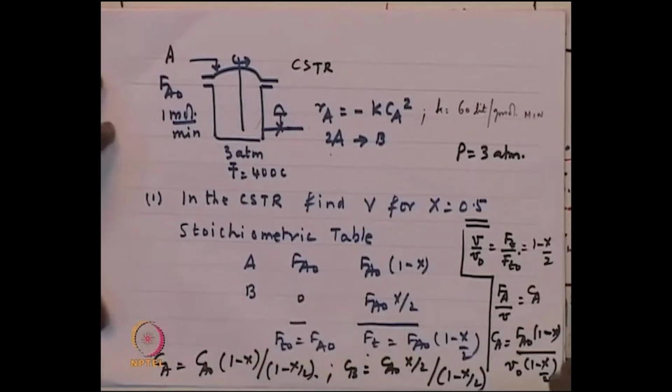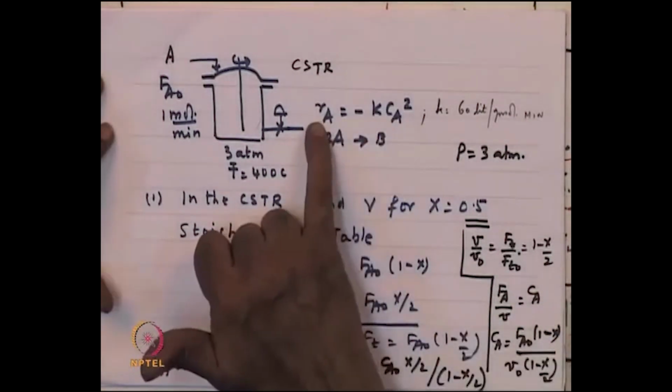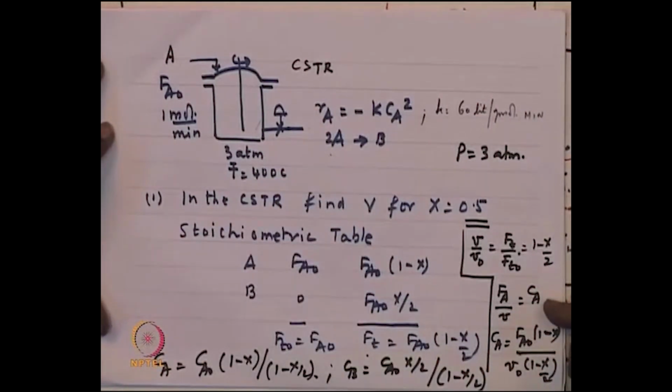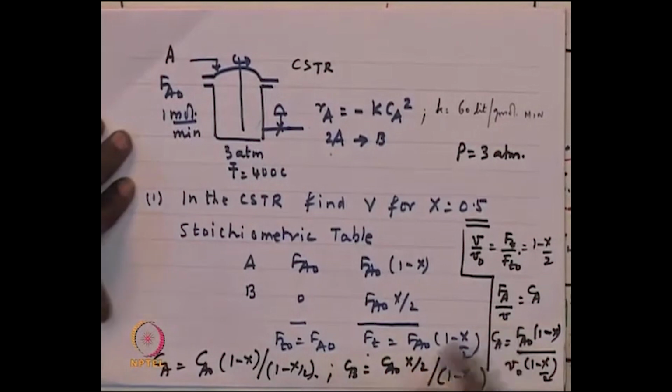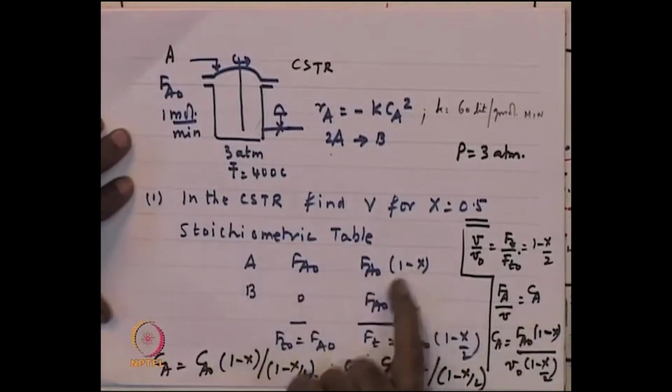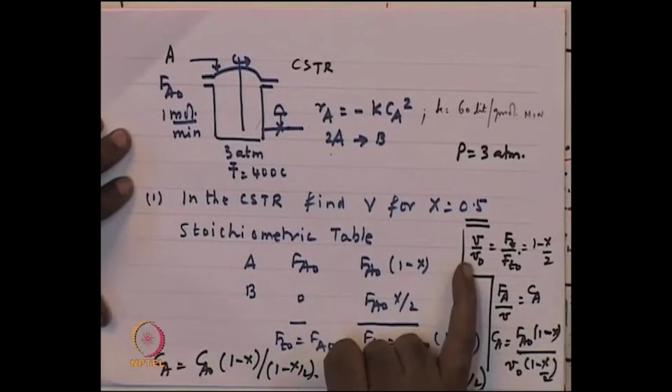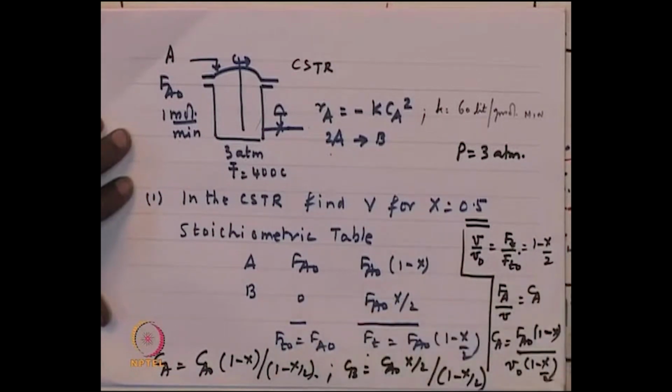Now, we have to calculate what are Ca and Cb, because we require Ca in our rate expression. Ca, by definition, is Fa divided by V, where Fa is the molar flow rate at the exit and V is the volumetric flow rate at the exit. Now, Fa from here we find is Fa0 times 1 minus x, and volumetric flow V is V0 times 1 minus x by 2. Therefore, we find Ca at the exit is Fa0 times 1 minus x divided by V0 times 1 minus x by 2. So, we get Ca as Ca0 times 1 minus x divided by 1 minus x by 2. Okay.